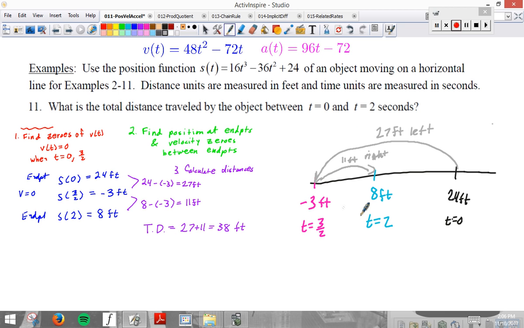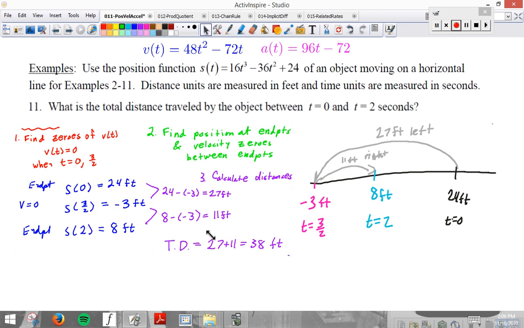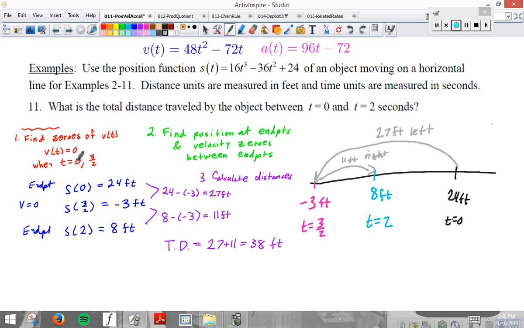So while this might be useful to you, I highly recommend you learning how to do it just using this kind of analysis. So we found the zeros of v of t, we found the positions at each of those times, and then we calculated the distances between those positions.